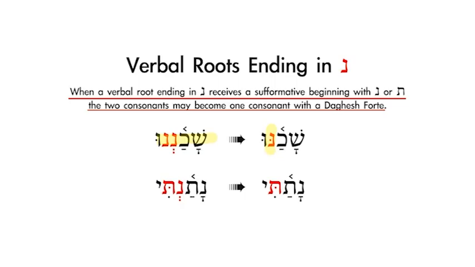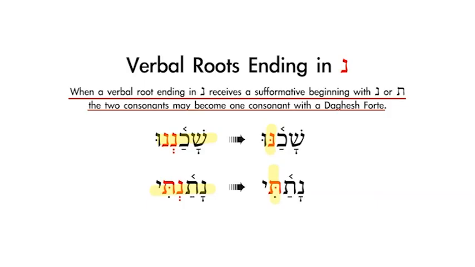In that case, both forms are pronounced exactly the same, and you'll need to reconstruct that root noon when you see it in order to look it up in the lexicon. Our second example is from the verbal root nathan, meaning to give, and here we have the 1cs, nathanti. Here you can see that the verbal root ends in noon, and the sufformative begins with tau. The noon likes to assimilate when it can, and it will assimilate into a tau, and so the resulting form is one tau with a dagesh forte.